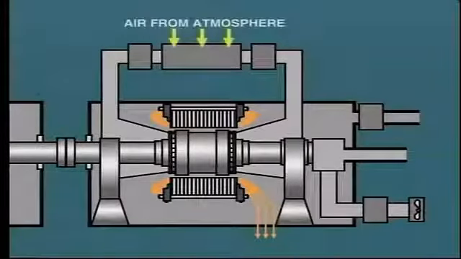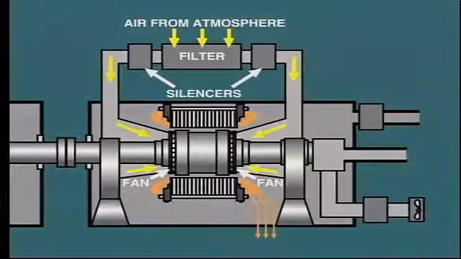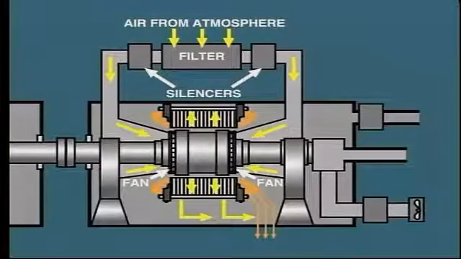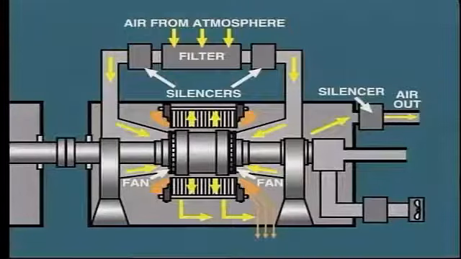Air is drawn in from atmosphere and passed through filters to remove any particles of dust or other contaminants. The air is then drawn down through silencers into the fan impeller at each end. The air is exhausted radially from each fan under pressure and is directed to follow the desired cooling path, eventually exhausting to atmosphere. In some units, silencers are fitted to the air exhaust as well as the inlet.